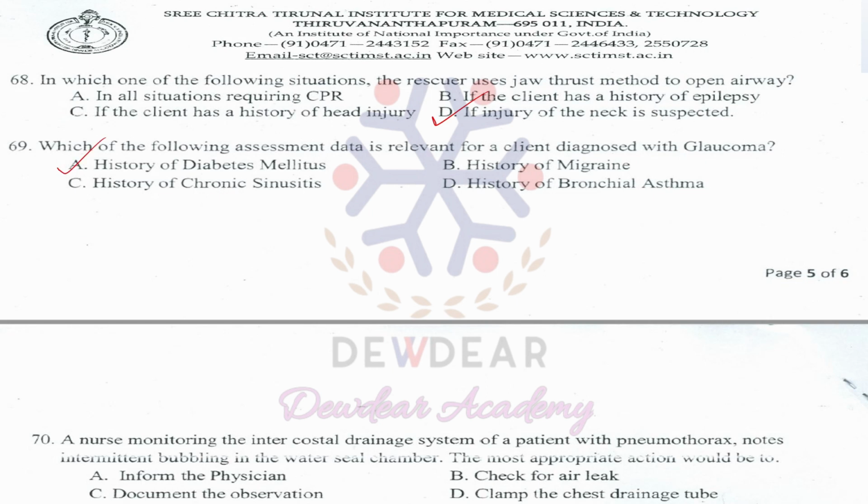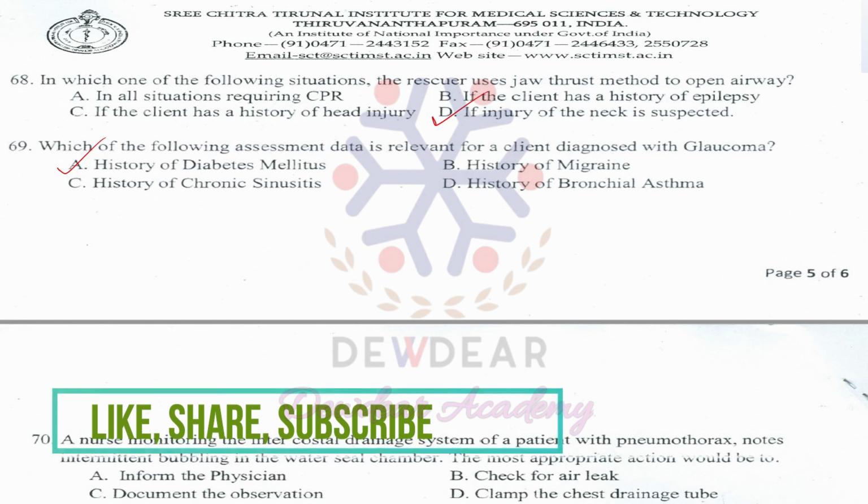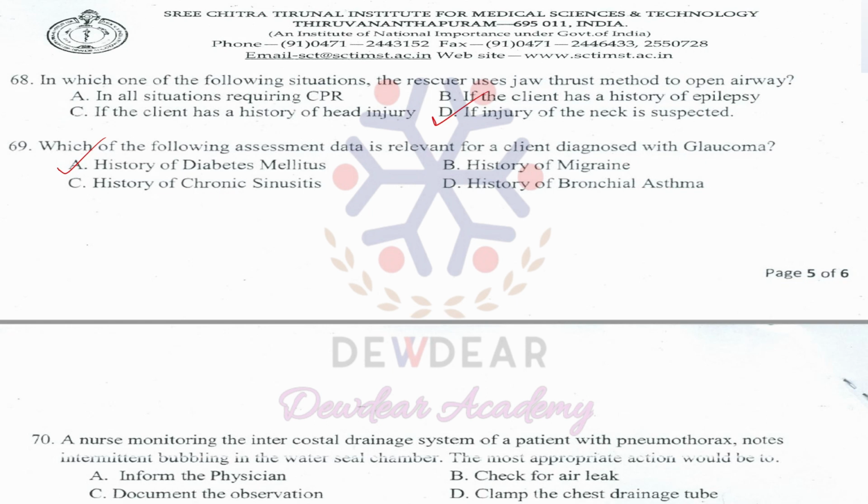Then question number 70. A nurse monitoring the intercostal drainage system of a patient with pneumothorax notes intermittent bubbling in the water seal chamber. The most appropriate action would be... What does this indicate?